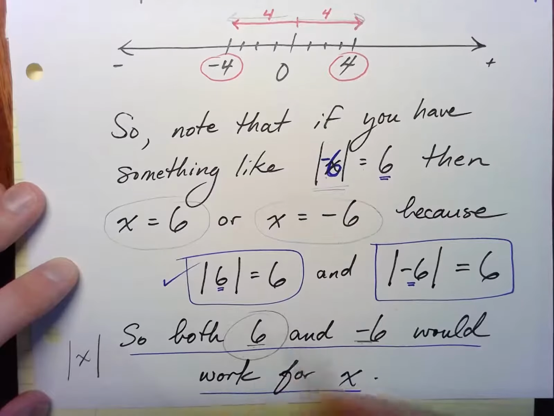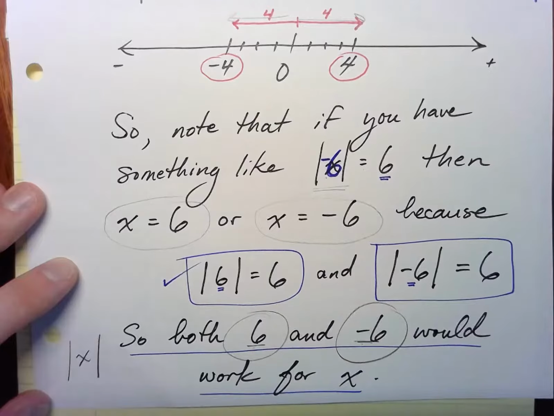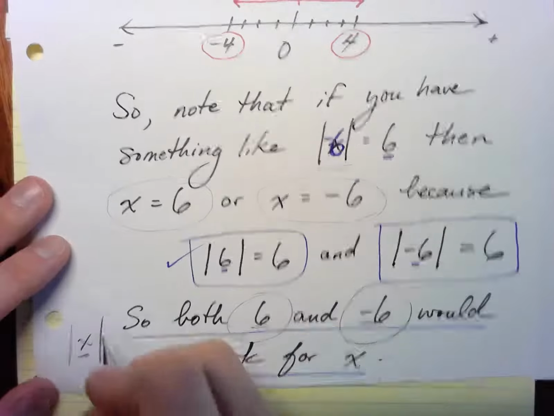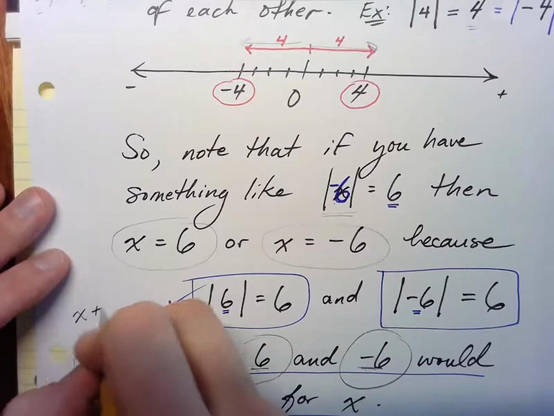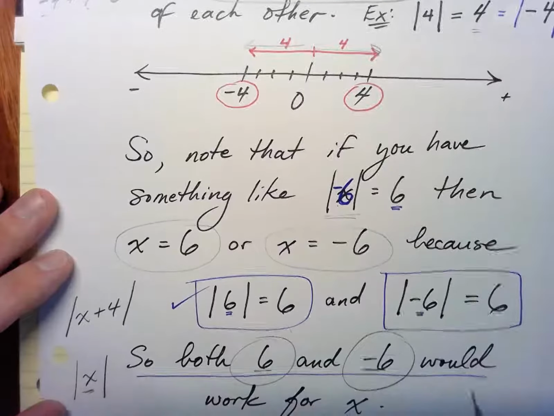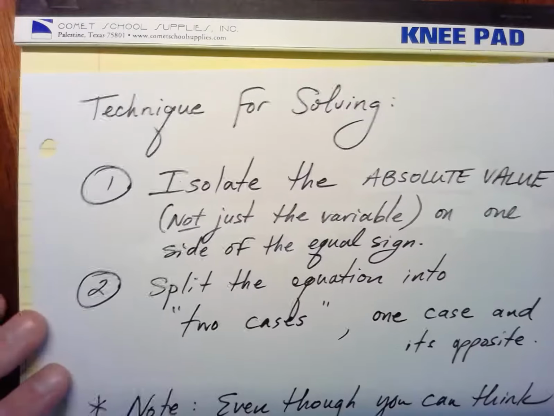You will get a positive and a negative of the same number. But if you have other stuff in the absolute value in here, like if I had, I don't know, x plus 4, and that was the absolute value, then this is going to start changing. So let's look at some more information here before we get started.